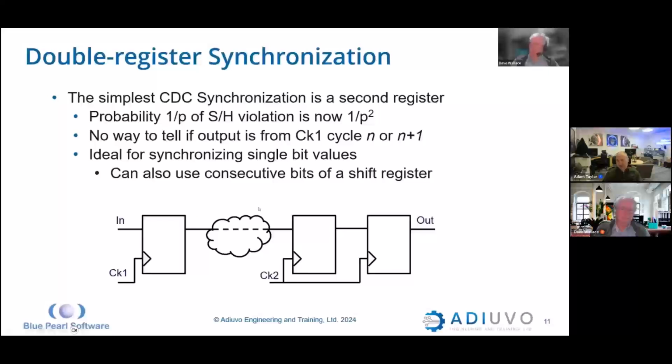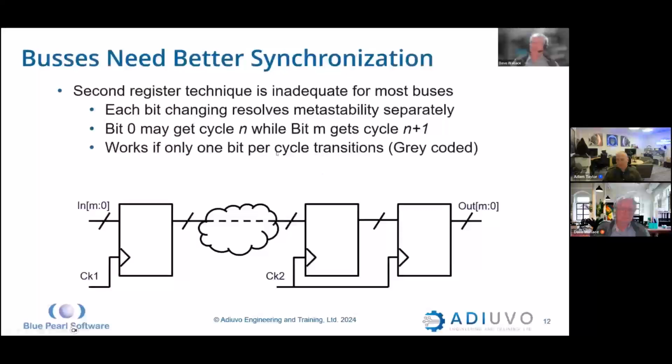So that works beautifully for single bits. But what about buses? Let's take a look. Buses need better synchronization. And the problem is that if you happen to hit that metastability on the first clock 2 register here, in a bus, each bit that is changing resolves metastability separately. The coin is landing nearly on edge and it's resolving heads or tails. Well, if you get all heads or all tails, you're lucky.